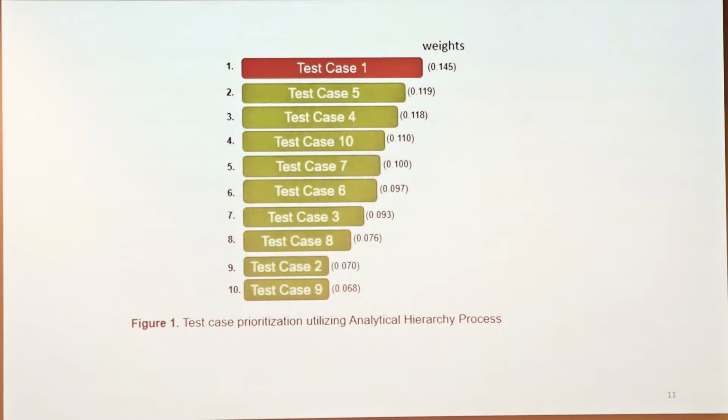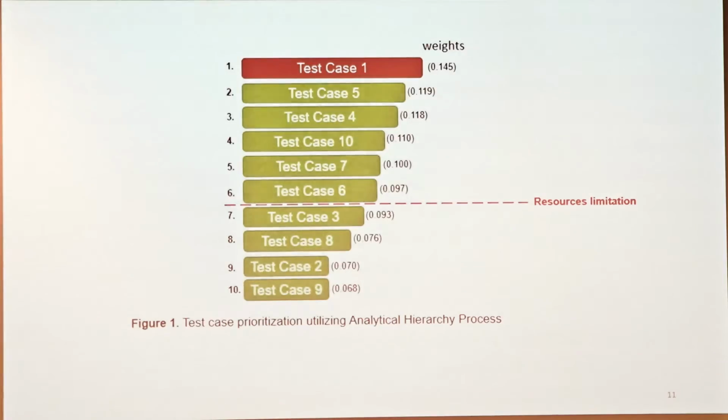Here I have a better example. Assume this situation: you design 10 test cases, and you have a deadline or a limitation in your resources, and you are able to execute just 6 test cases. So which of these test cases should be executed first? According to our calculation, by using the AHP technique, we got some weight, some value for test cases, and we prioritize test cases with this set, and we propose these 6 test cases as the best candidates for execution.